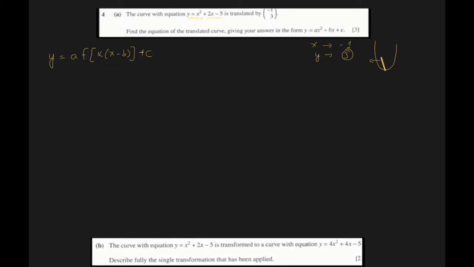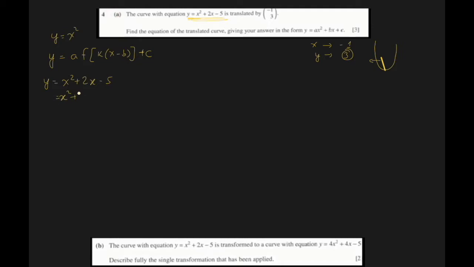For example, here the basic function is quadratic, which is y equal to x square. So we want to know how much it is already translated, and we will know that by converting this main equation using the completing the square method, and that will give us the original translation first. We'll talk about negative 1, 3 later. So y equal to x square plus 2x minus 5. This is the one we want to convert using completing the square. So I will do it.